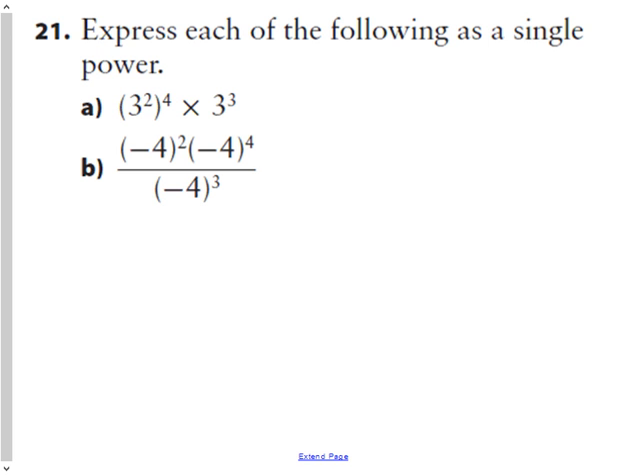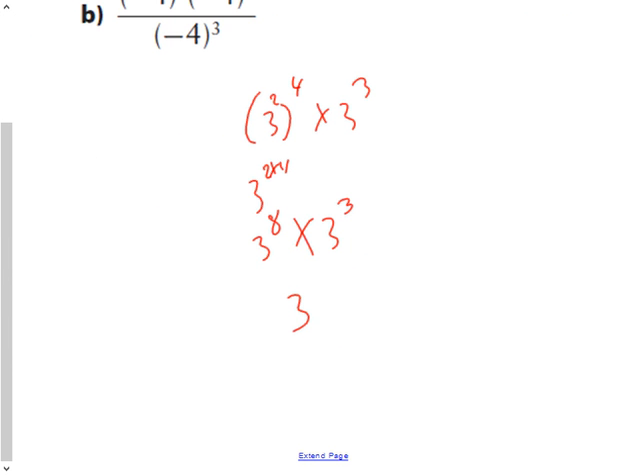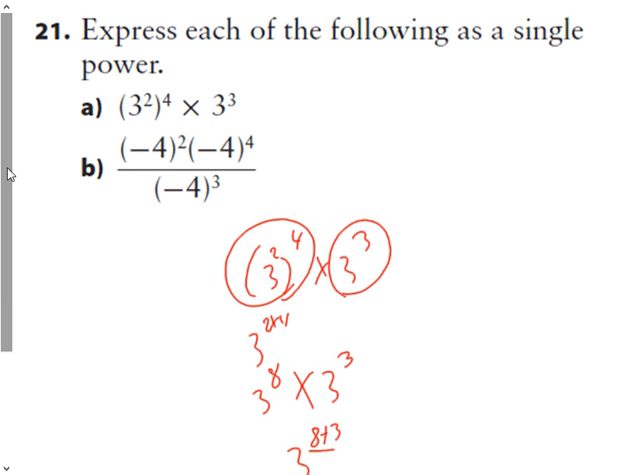Question 21 says express each of the following as a single power. So if I was thinking this is a BEDMAS question, there's 3 squared to the 4 multiplied by 3 to the 3. I would do my exponents first, which would be 3 and 2 times 4, which would be 3 to the 8 multiplied by 3 to the 3. My next step would be to keep my power and add my exponents. This is 3 to the 8 multiplied by 3 to the 3. Keep your base, add your exponents, you get 3 to the 11.